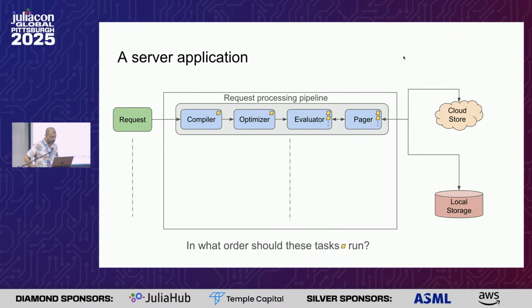So here's your server application to set context, right? If you squint a lot, this is sort of what any server application looks like. You have requests that come in. You have a processing pipeline, which 10,000 feet up looks sort of like our application looks a bit like this.